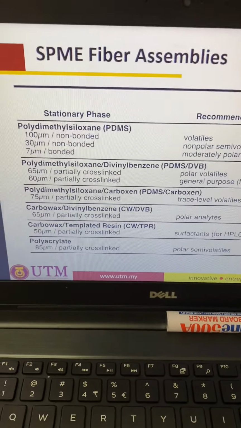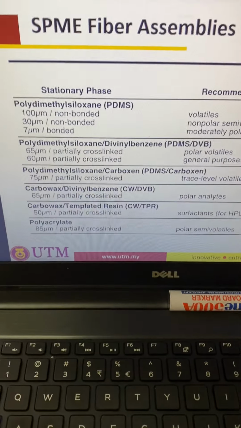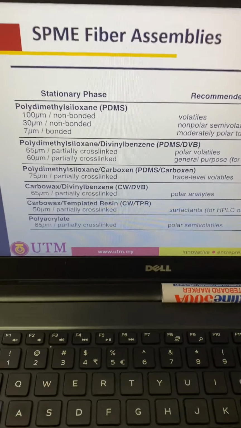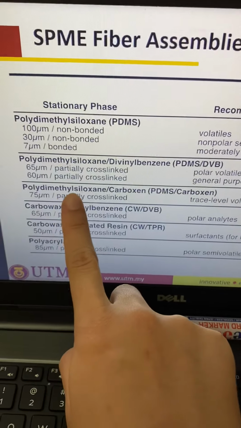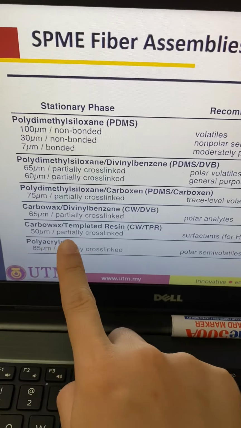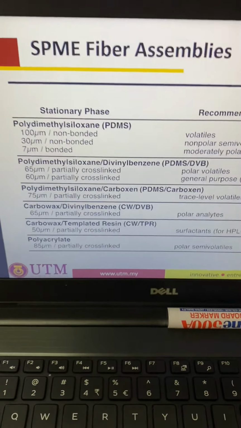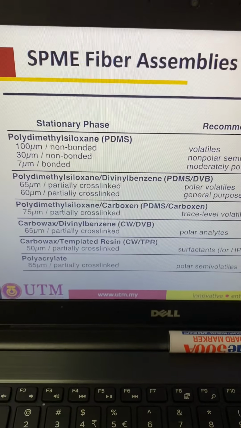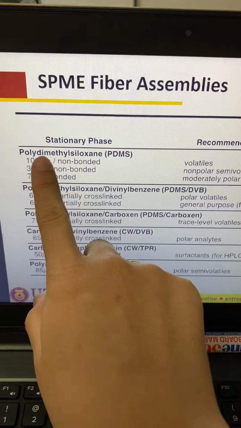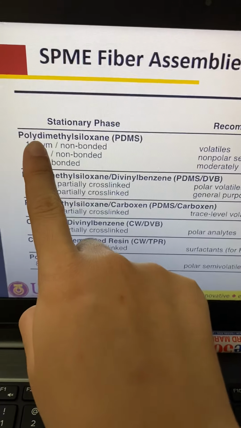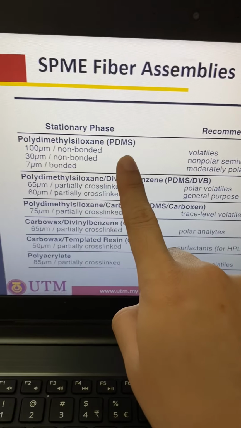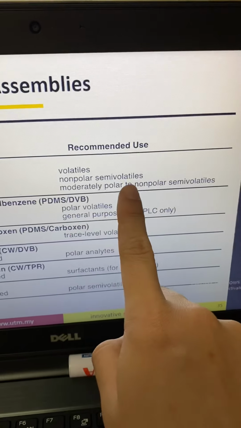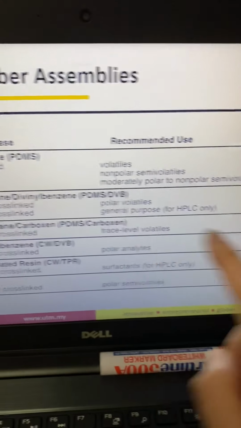So this is the SPME fiber assembly that I asked you to look into on the internet, whereby you can see polydimethylsiloxane, carbowax, polyacrylate, actually the same materials used in the GC capillary. Have a look at it. I hope you still remember the properties of polydimethylsiloxane. They are non-polar, therefore it is recommended for non-polar semi-volatiles.